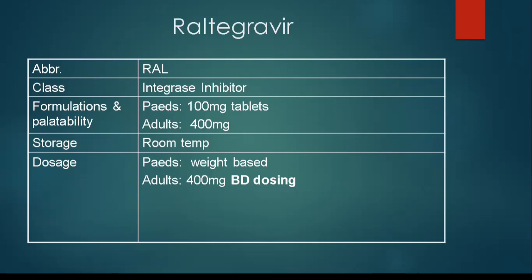Under storage, this drug should be stored at room temperature. And then we look at the dosage. In pediatrics, meaning in children, we can give based on their weight. Then in adults, we give 400 milligrams BD, which is twice a day.